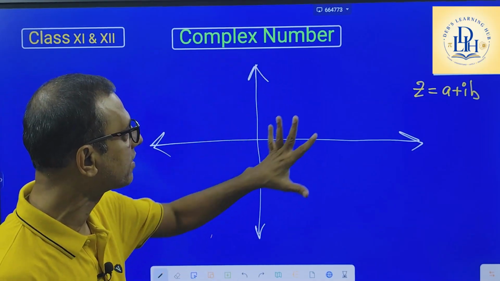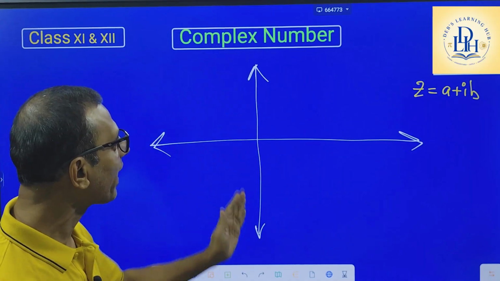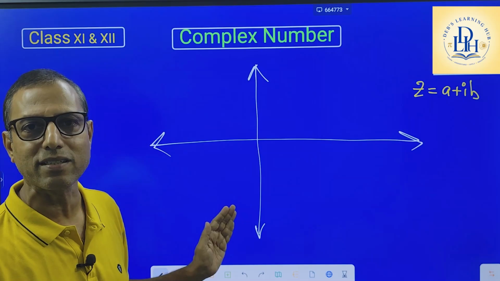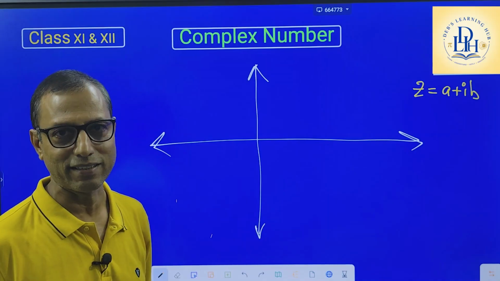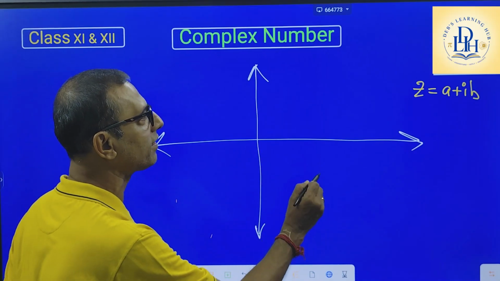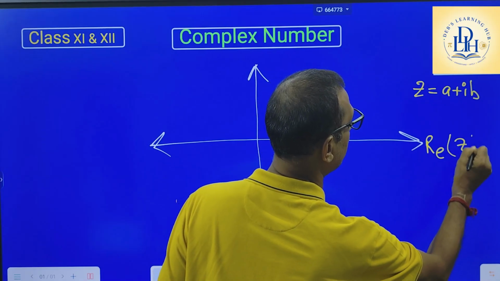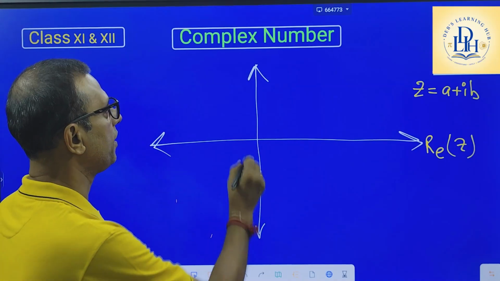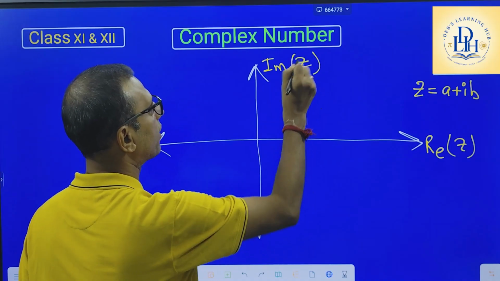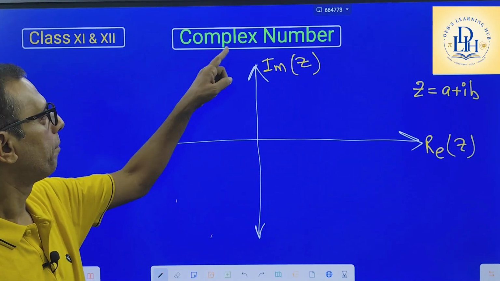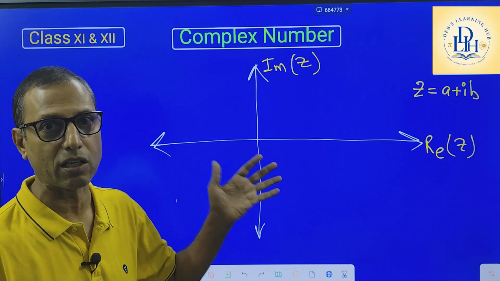This plane is the imaginary plane, because one part is real, one part is imaginary. So the y-axis will be treated as the imaginary axis and the x-axis will be treated as the real axis. That means the x part will represent the real part of z. And the imaginary part of the complex number will be represented by the y-axis. This is Im(z), equivalent to the Cartesian axis. That is how I am comparing.